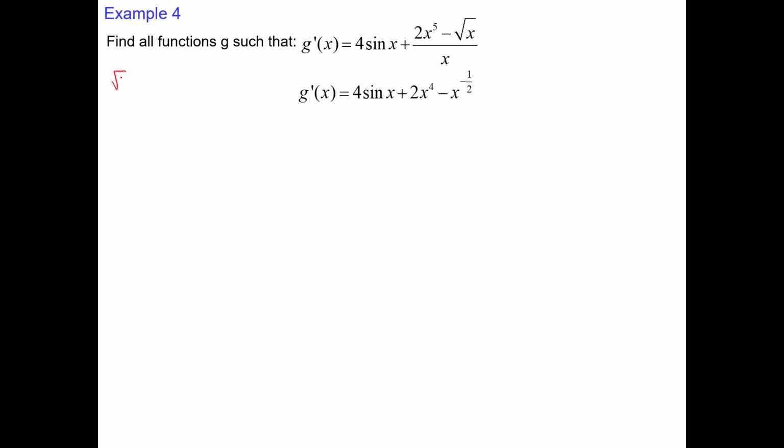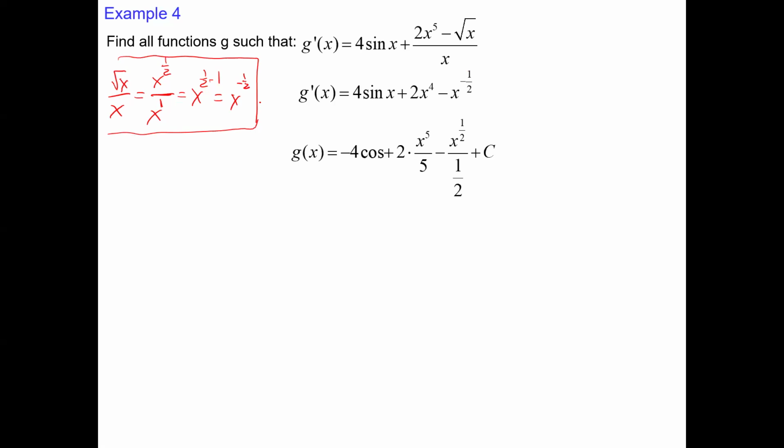Let me write maybe here. Square root of x is x to the power of 1/2, over x to the power of 1. When we have the same base, x, and division, we subtract the exponents, giving x to the negative half. Okay, and now we can anti-differentiate. Copy a constant always. We remember from that table above that the antiderivative for sine of x is negative cosine of x. Copy the constant. The antiderivative for x to the power of 4 is x to the power of 5 over 5.